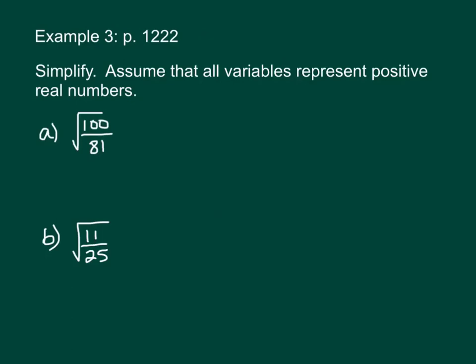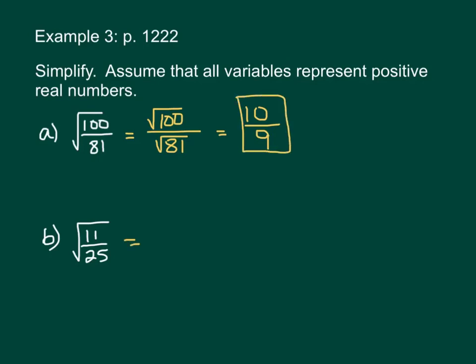Simplify, assuming that all variables represent positive real numbers. A is the square root of 100 over 81. The first thing I'm going to do is rewrite it as the square root of 100 over the square root of 81. Now notice that 100 is a perfect square, so the square root is 10. And the square root of 81 is 9. So we just take the square root of each and then simplify it if you can. 10 ninths can't be simplified any further.